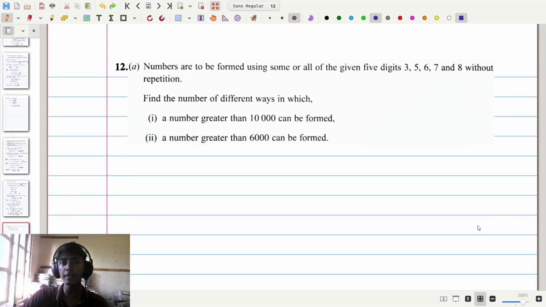2026 A-Level Combined Mathematics Paper 1 Part B question number 12 Part A. Part B of this same question will be discussed in a future video, link in the top right. Part A of this question has to do with permutations and combinations.